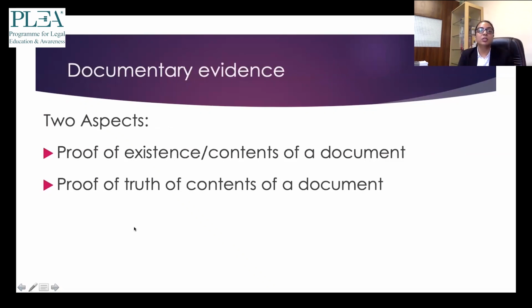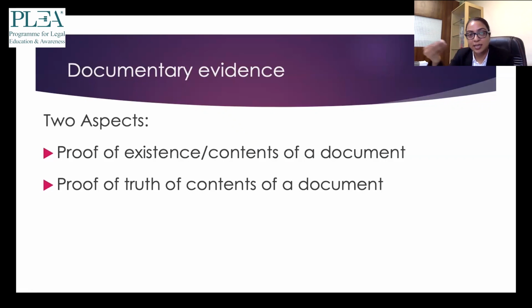Yeah. So now let us look at documentary evidence. Whenever a document is being produced in evidence, there are two aspects which must be considered. One is proof of the existence or contents of a document. And the second is proof of truth of the contents of a document. Now, what is meant by both these aspects, right? If you want to prove that a document exists, how will you prove it? How will you prove that, for example, a letter was sent by A to B? How will you prove it?